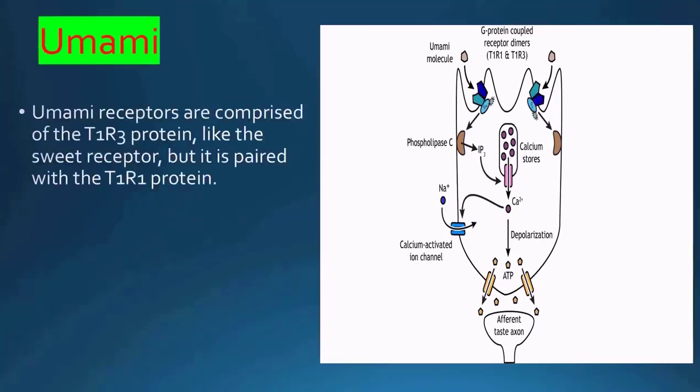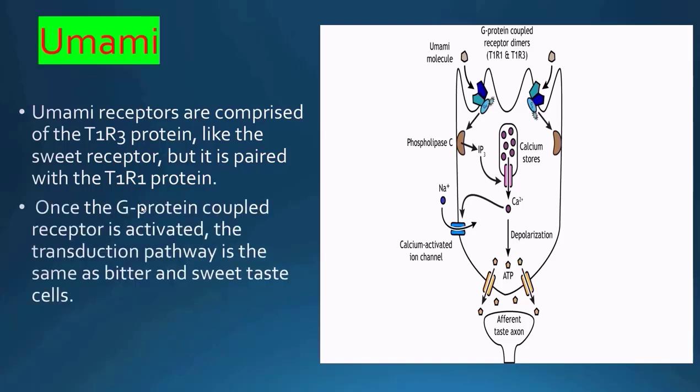Umami receptors are comprised of the T1R3 protein like the sweet receptor but is paired with the T1R1 protein. Once the G protein coupled receptor is activated, the transduction pathway is the same as bitter and sweet taste. Here you can see that it is the same pathway as for sweet and bitter.